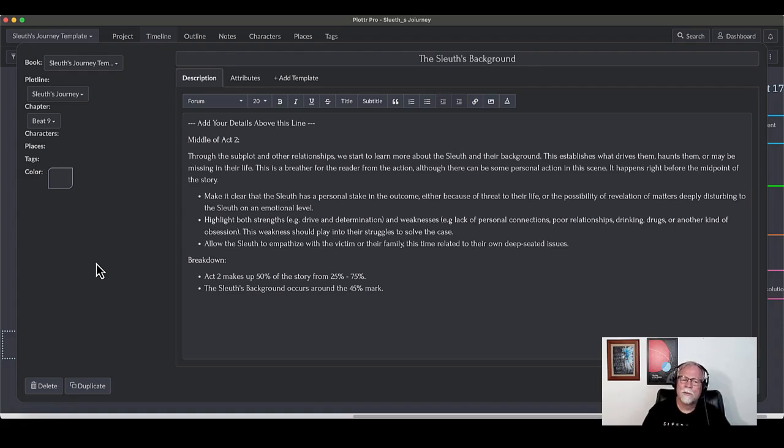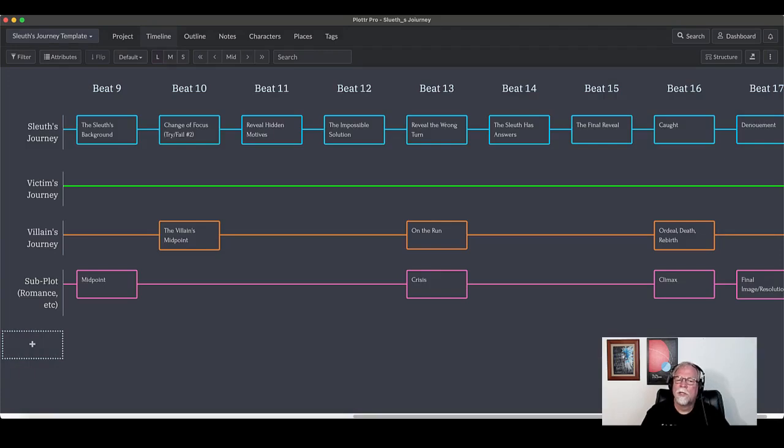Now, allow the sleuth to empathize with the victim or their family again, this time related to their own deep-seated issues. And sometimes this is where they put the victim and their needs as a priority over their own family. Okay. And over their own B story. So that's what happens here.